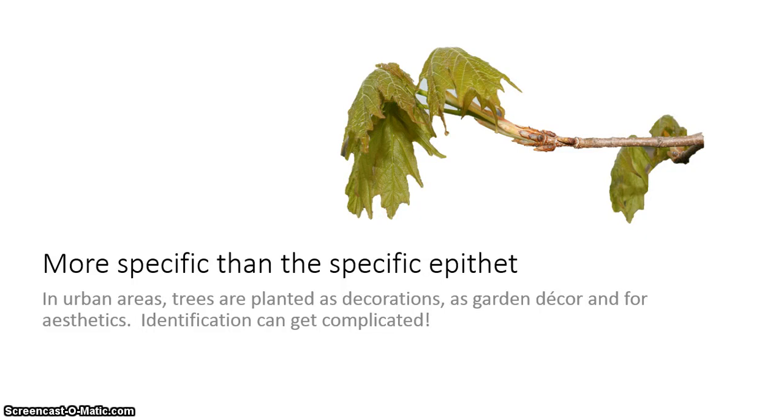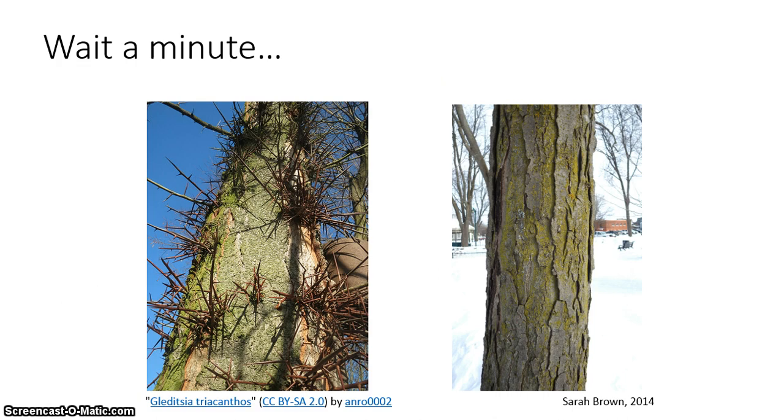Although the specific epithet is the describing name of a scientific name, or the species name, you could also call it that, sometimes in urban areas we get more specific than the specific epithet. So no longer is it good enough to say, such as this example, a sugar maple, Acer saccharum. We may be asking, what cultivar of Acer saccharum is this? What type of sugar maple is this? Let's dive in a little further.